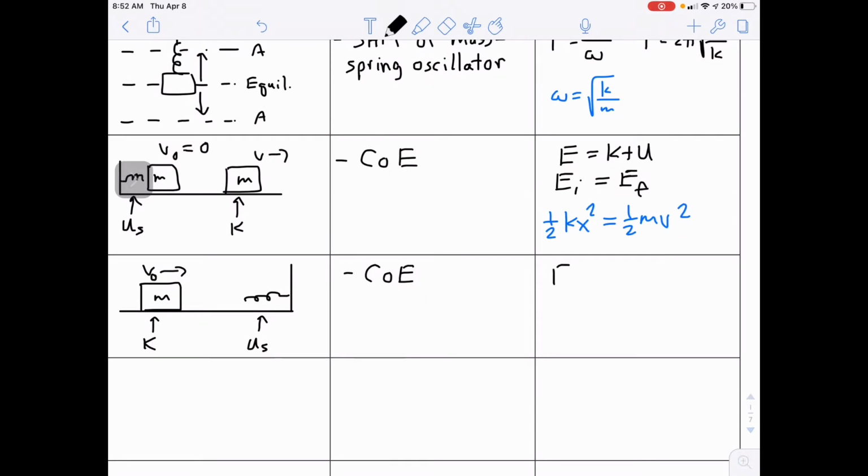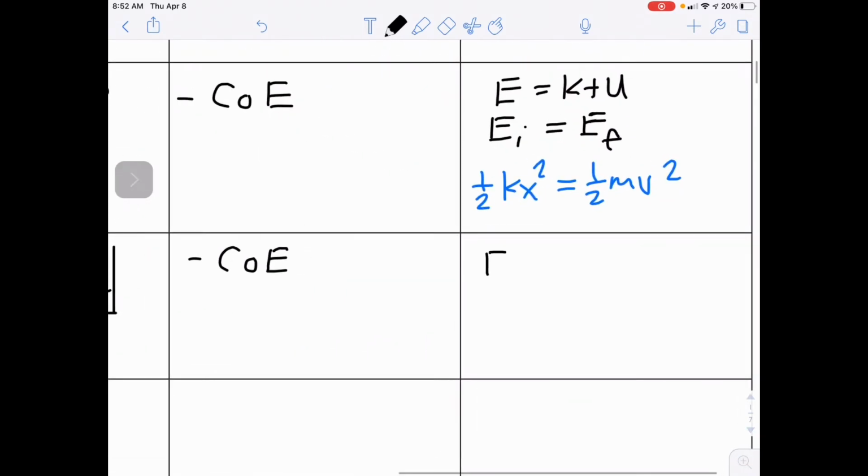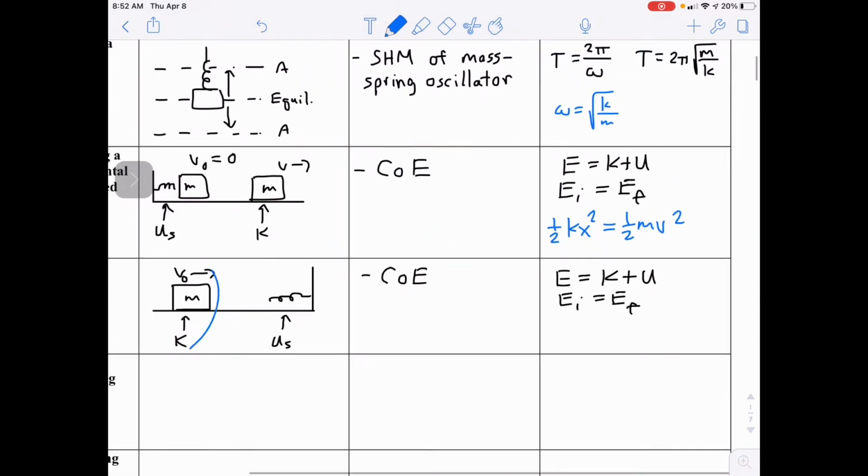So we need to know that total energy is kinetic plus potential. We need to know that total energy initial equals total energy final. And we must be able to derive in this instance the initial energy, 1/2 mv squared, equals the final energy in this instance, 1/2 kx squared for spring potential energy.